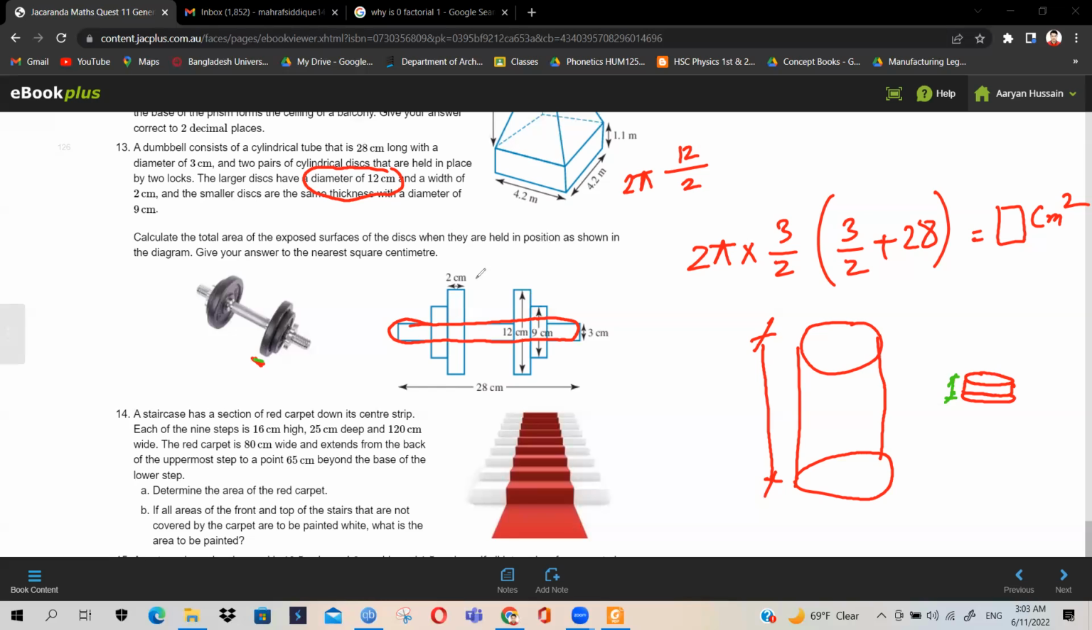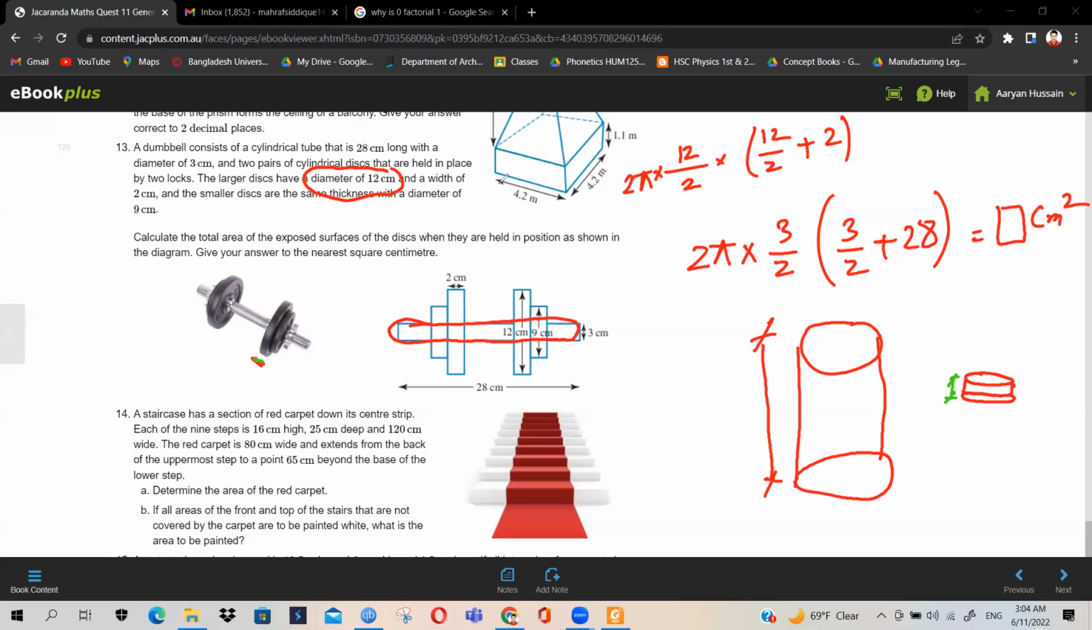As it is a very short height, you might get confused that maybe it is width, so where do I get the height? But actually, it represents the height, as you could understand from the diagram. So now what we do is 12 upon 2 times the width, which is 2 centimeters. So width means height. So that is 2 pi r times r plus h, that is 12 upon 2 plus 2. That is for the bigger circular disc.